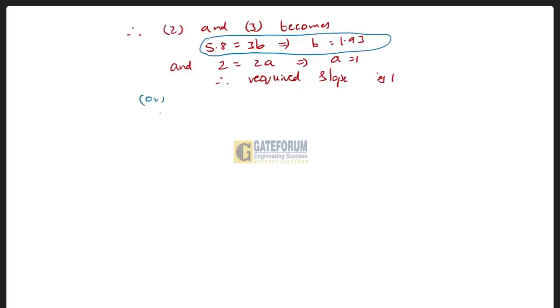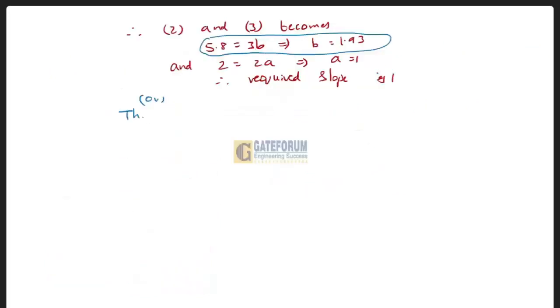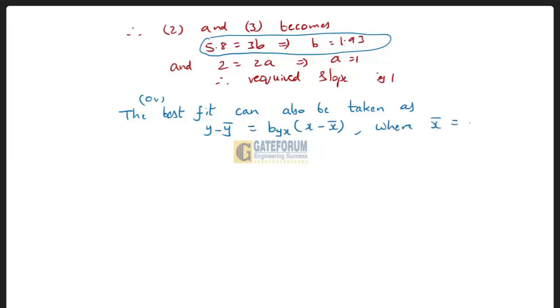Or what we can take, this is the best fit. The best fit can also be taken as y minus y bar is equal to byx into x minus x bar. What are x bar, y bar? X bar means 1 by n sigma x, that is the average of x values. Y bar means 1 by n sigma y, the average of y values.